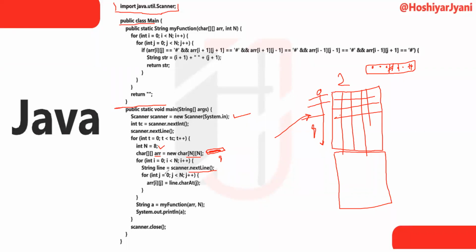After that, array of i j, we are filling the value in our chessboard now. Array of i j means this position, first of all the 0th position. Array of i j equal to line dot charAt j. What is the value of j here? j is 0, so line dot charAt 0 means this element. This element we are filling in array of i j. What is the meaning of i j? i is 0 and j is also 0, so we are filling a dot here. After that, the second character, 0, 1.